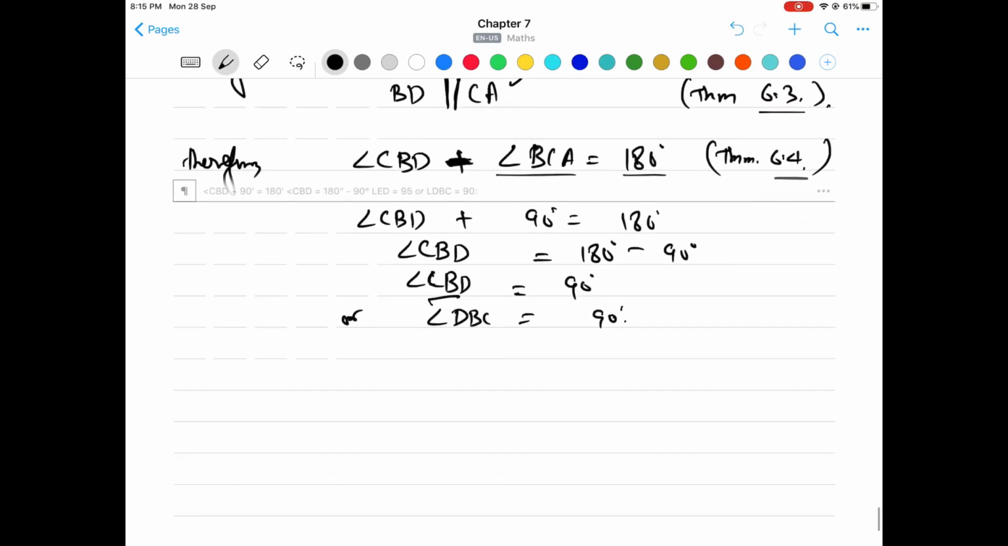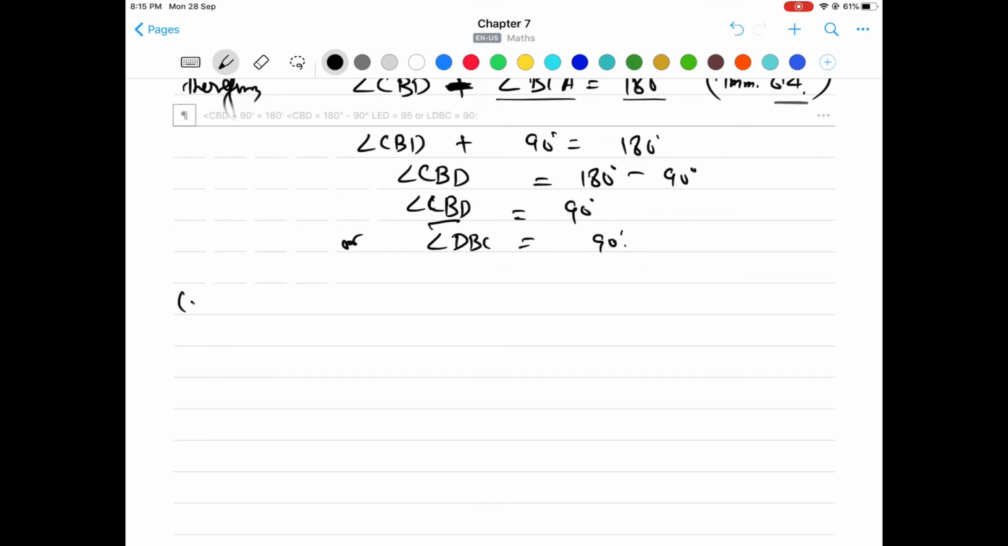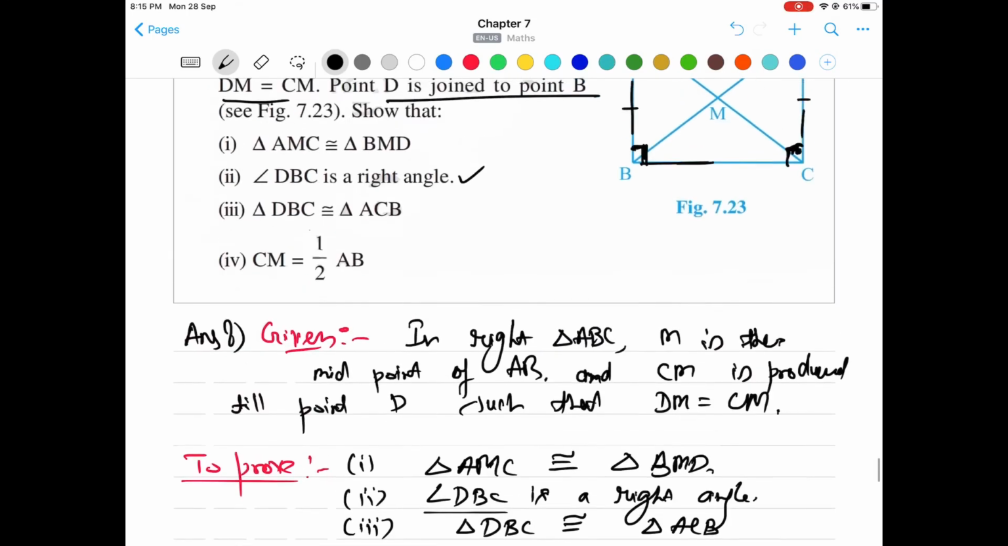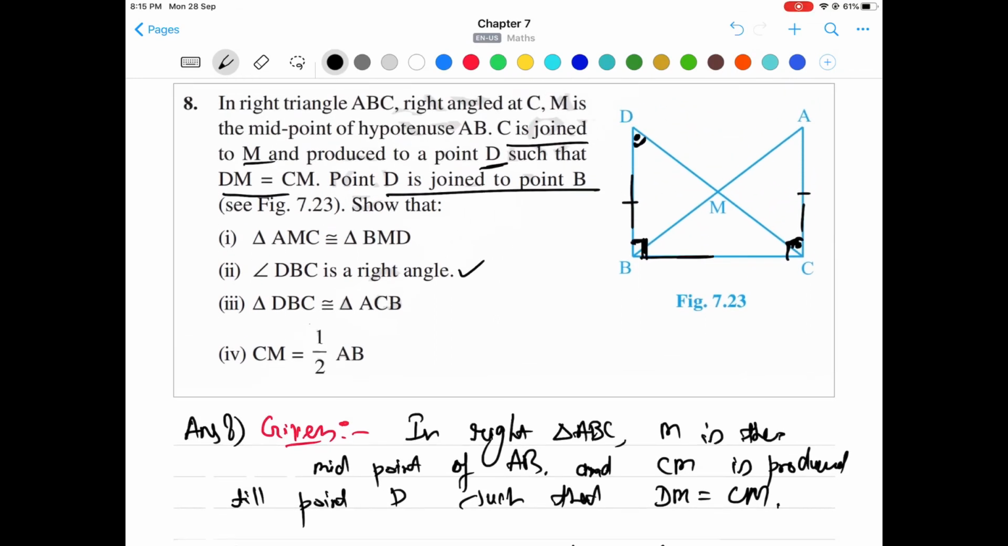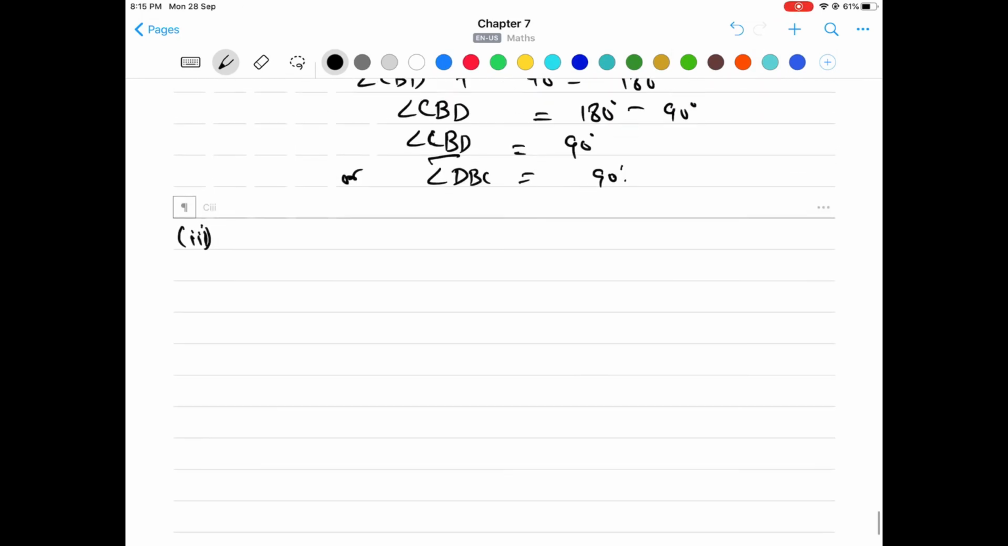Okay, now moving to the next part, we have the third part, that is triangles DBC and ACB. Triangle DBC is this one and ACB is this one. We have to prove that these two triangles are also congruent. Since we already have this side equal, these two angles 90 degrees, and BC is common, by side angle side these two triangles will be congruent.